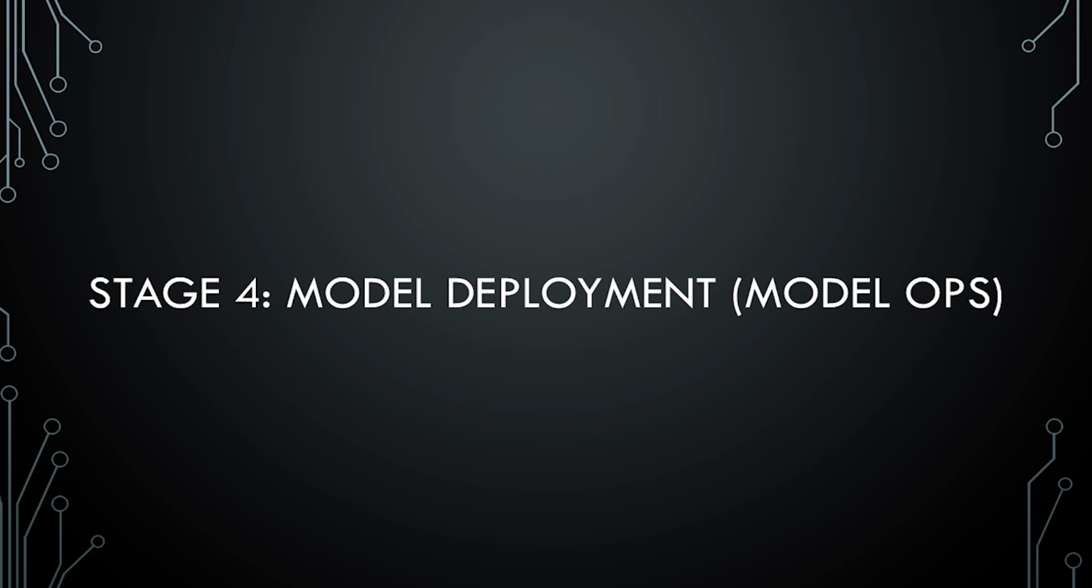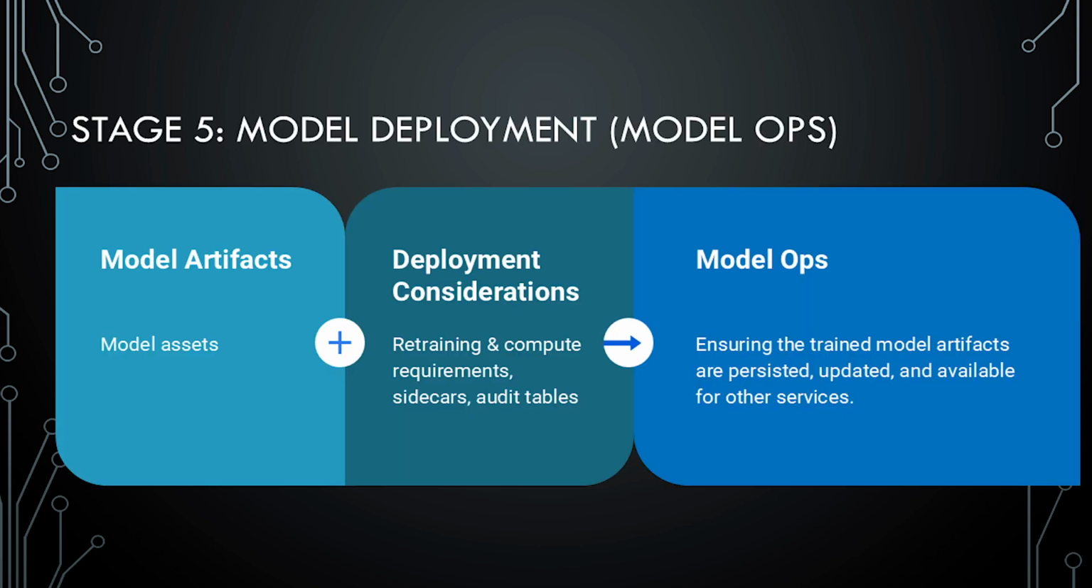Next up, we have model deployment. Sometimes this is called model ops. In our model deployment, we're going to have a couple of key things. First, we're going to have our model artifacts. Those are all of our model's assets. That could be the model itself, that could be the weights of the model, that could be any additional data structures that our model needs, like dictionary encoded values.